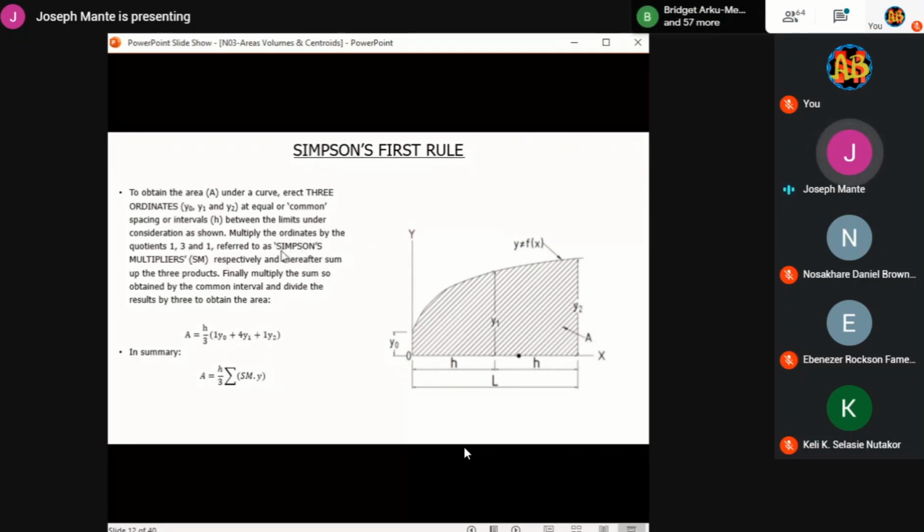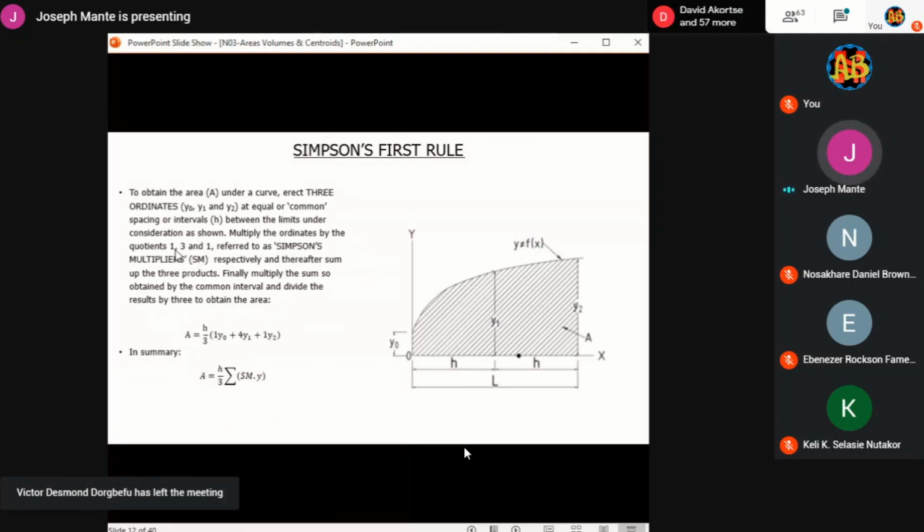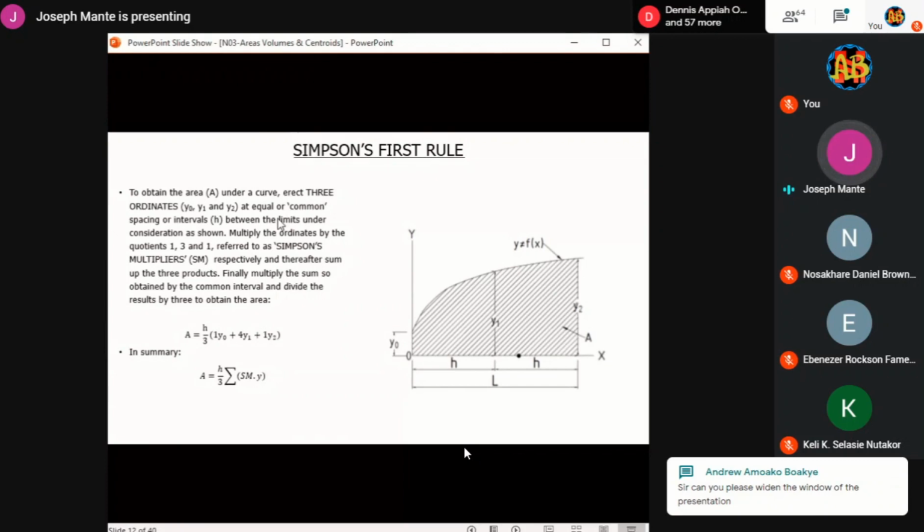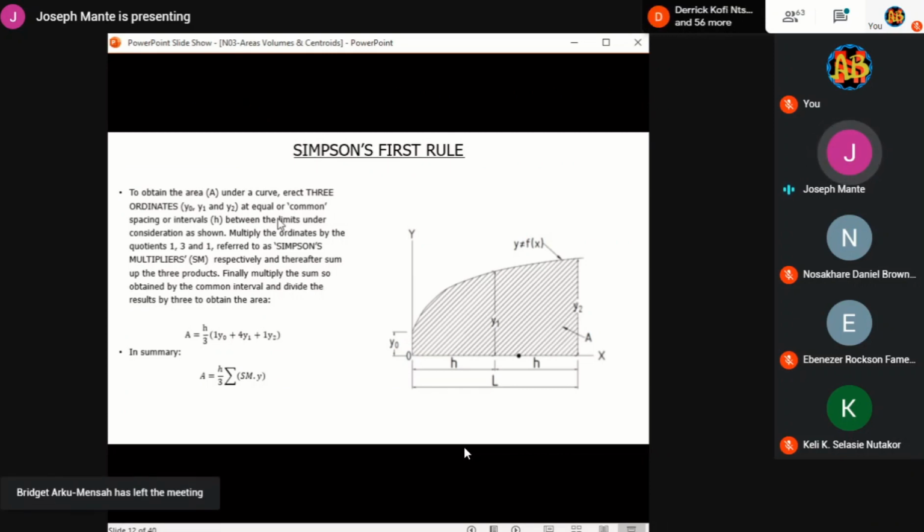This particular one is referred to as Simpson's multipliers. So the Simpson's multipliers are 1, 4, and 1. That particular thing is referred to as Simpson's multipliers. If I ask you what Simpson's multipliers are, you should be able to say 1, 4, and 1, respectively. Thereafter, sum up the 3 products. Finally, multiply the Simpson's sum so obtained by the common interval and divide the result by 3 to obtain the area.